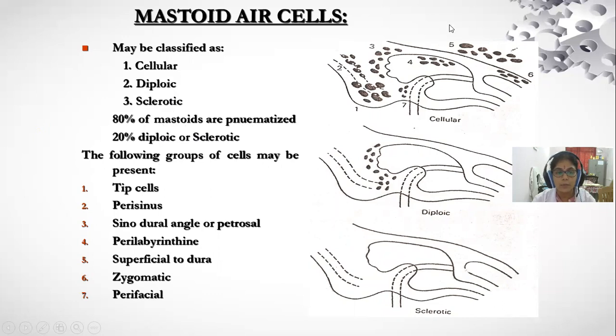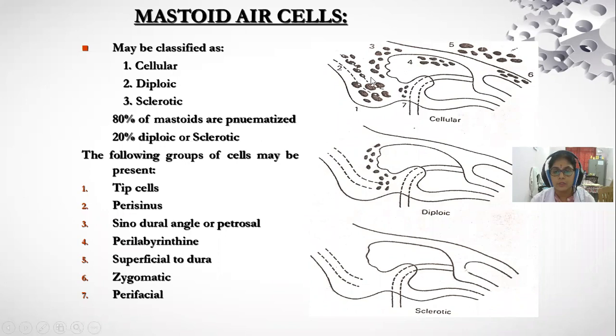You have perilabyrinthine cells, that's around the semicircular canal or labyrinth. Then you have superficial or dural cells, that is very close to the tegmen plate. Then perifacial cells, that's around the facial nerve.